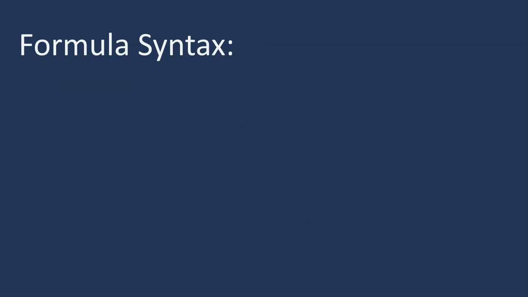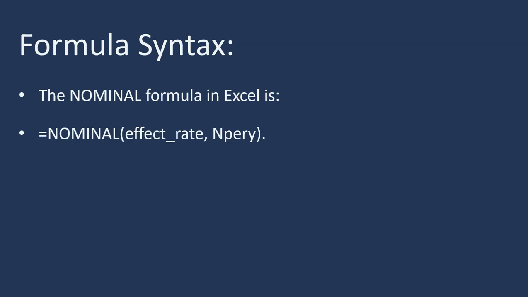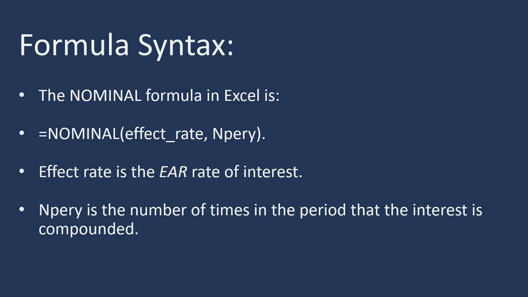So this is very easy syntax to write the formula in Excel. It literally is NOMINAL, and then after the open parentheses, it's effect_rate, comma, npery. The effective rate is the EAR rate of interest. Again, this would be something given to you in a problem. They'd say the effective annual rate is such and such a percent. And then the number of periods, npery, is the number of times in the period that the interest is compounded. So we'll go through an example here in Excel, and I'll show you a couple of different compounding periods that you would be looking at to convert the EAR into.